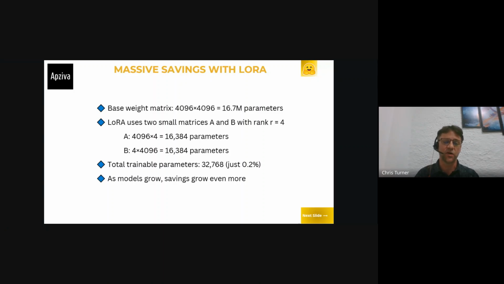If you used LoRA adapters instead and inserted those, and we chose a rank of 4, for example, then the LoRA adapter A would have 16,384 parameters, and likewise the LoRA adapter B would have 16,384. And so if we're only training the LoRA adapters, then there's only 32,768 parameters, or just 0.2% of the original amount of parameters in the base model.